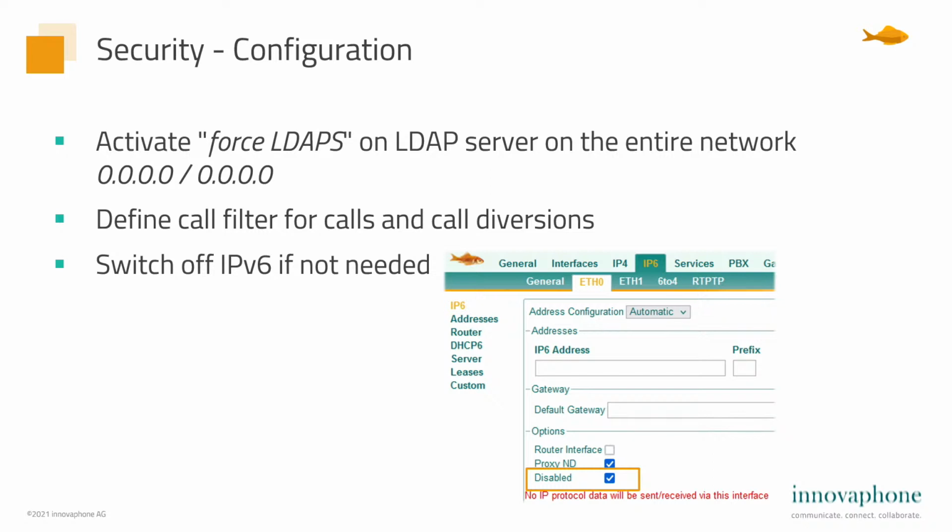Then we also already talked about call filters and call diversions. We repeat it again. It is important to configure them and to use them in the users and in the templates. And also important, if you don't use IPv6, turn it off. Because why keep it enabled when you don't use it? It's only an open door.